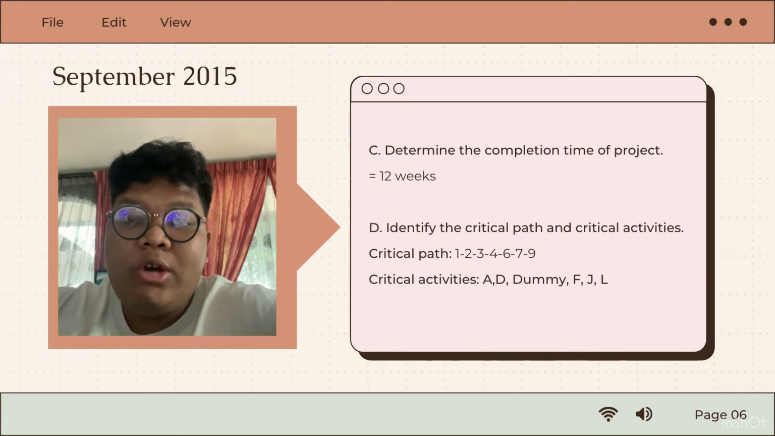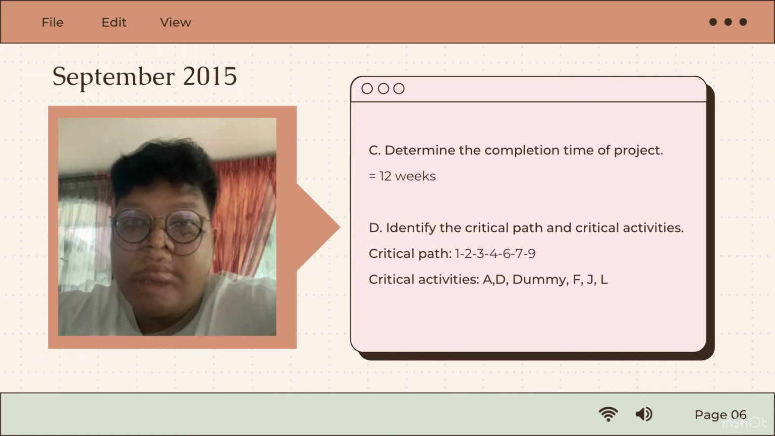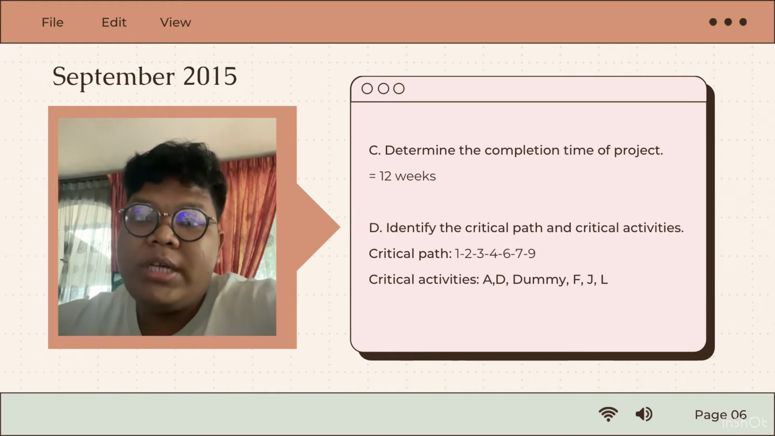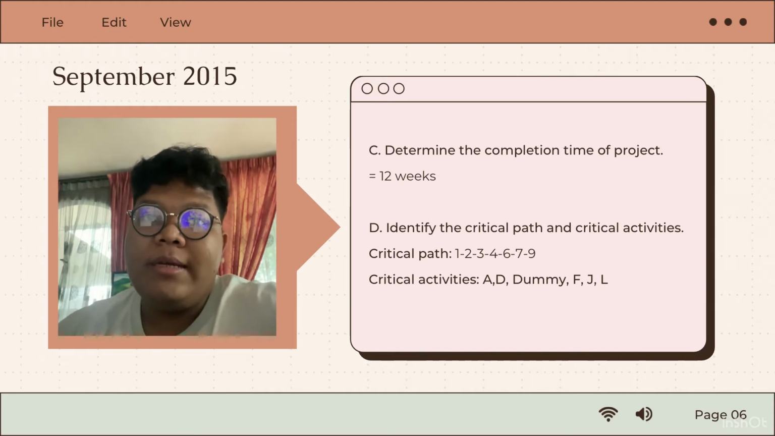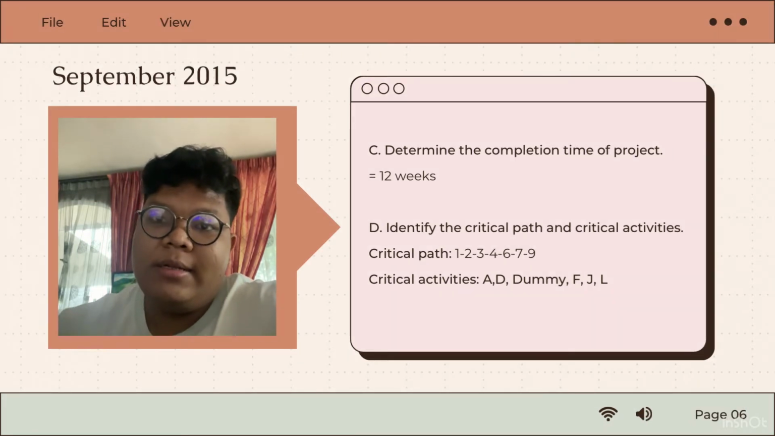Question C. The completion time of the project is 12 weeks, because from path 1 to path 9, the EET and LET give us 12 weeks. For question D, the critical path and the critical activities. The critical path is 1 to 2 to 3 to 4 to 6 to 7 and to 9. And the critical activities are A, D, dummy, F, J, and L.